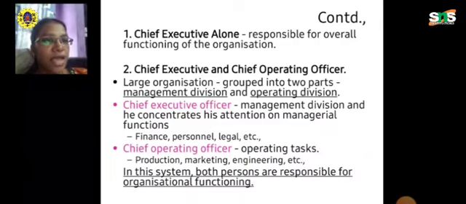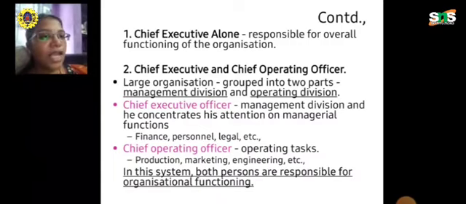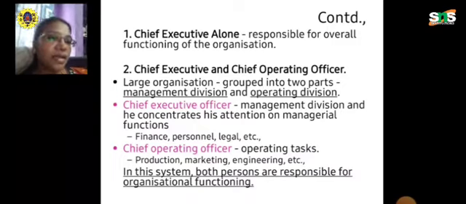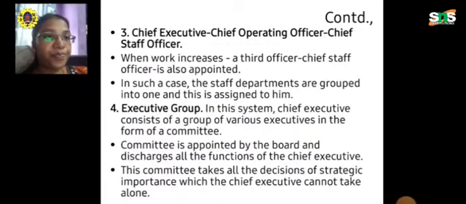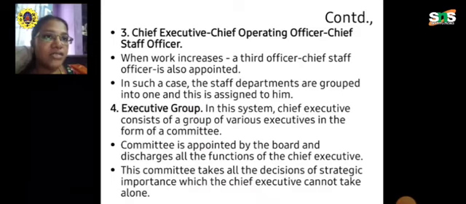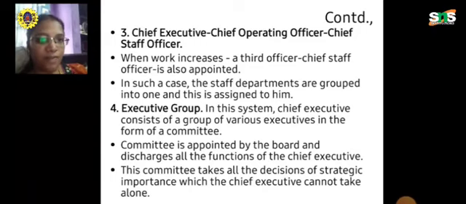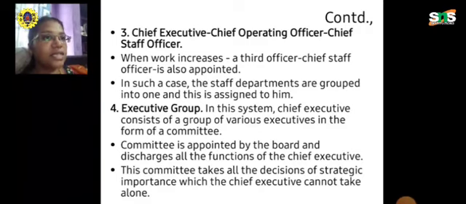The chief executive officer manages the division and concentrates mainly on the managerial functions. The chief operating officer operates all the tasks like production, marketing, engineering. In this system, both persons are responsible for organizational functioning only. And if there is a chief executive, chief operating officer and chief staff officer, when there is a large amount of work, a third officer, the chief staff officer, is also appointed. In such a case, the staff departments are grouped into one and assigned to him.